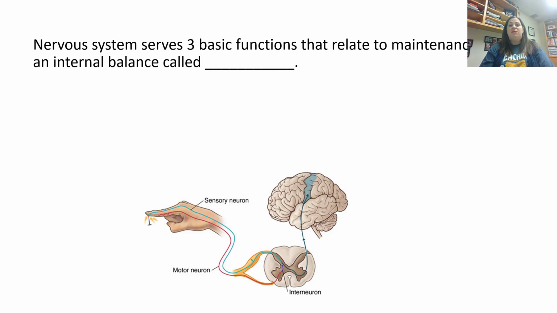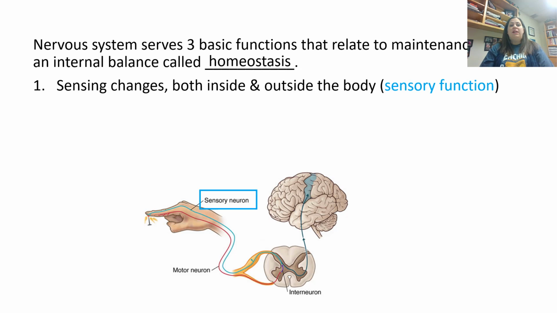Now, the nervous system serves 3 basic functions. They relate to the maintenance of internal balance that we would call homeostasis. All right, so they have these 3 functions, and again, to help with homeostasis. We see the first is that they're going to sense changes. These changes can be both inside or outside of the body, and this is going to be the sensory information. Like you see here in the picture, it's marked with the blue.